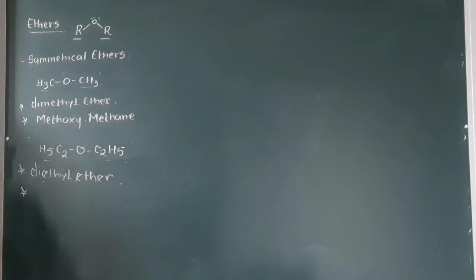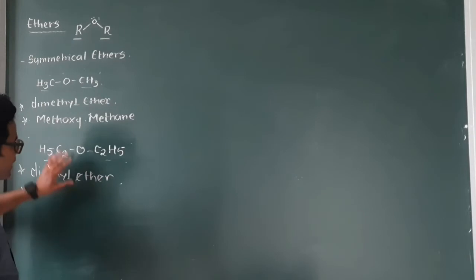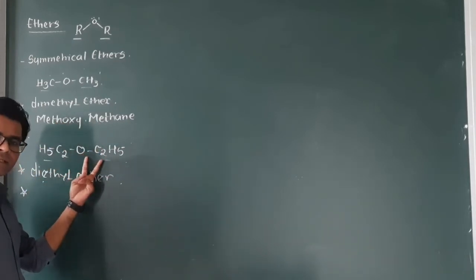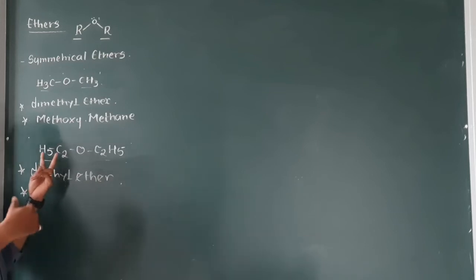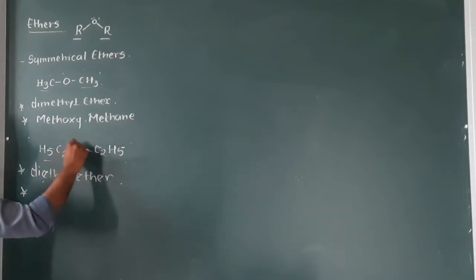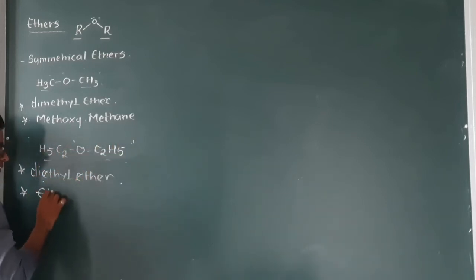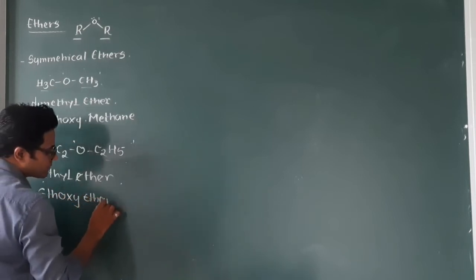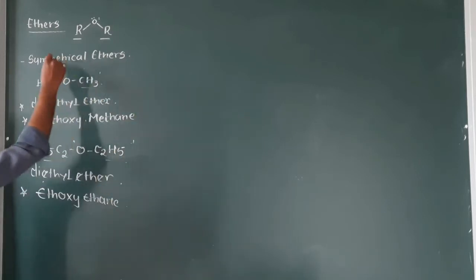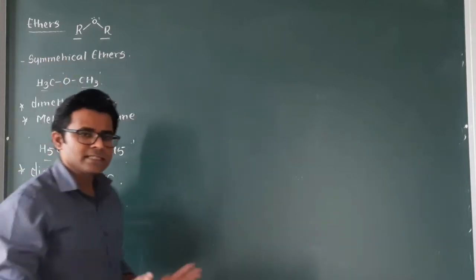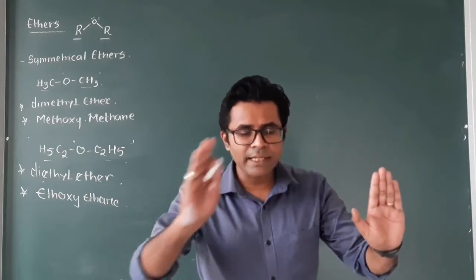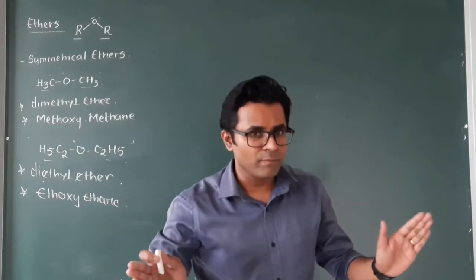While when we take a look at the IUPAC name, take the oxygen with one of these, so it will become ethoxy. The other is an ethyl group, so it becomes ethane. So it will become ethoxy ethane. All these things you are seeing are symmetrical ethers. In short, both the alkyl systems connected to the oxygen should be the same.